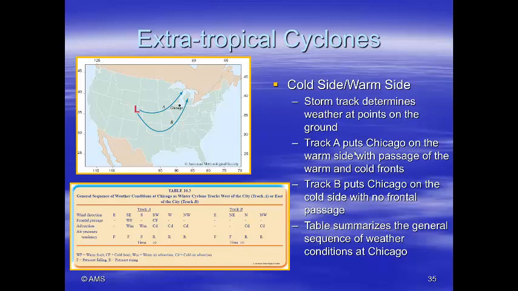If we look at the extratropical cyclones, we see the warm, cold, and warm side. The storm tracks determine the weather at points on the ground. So if we have track A, that puts Chicago on the warm side with passage of the warm and cold fronts. But track B puts Chicago on the cold side with no frontal passage. So table 10.3 summarizes the general sequence of weather conditions at Chicago.